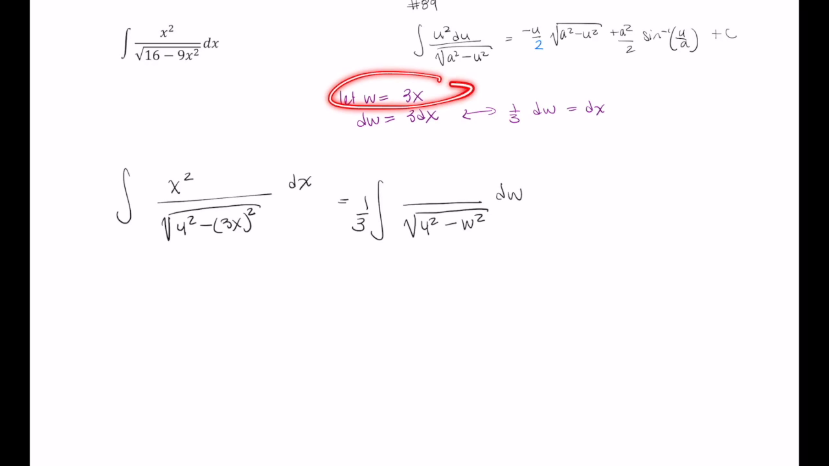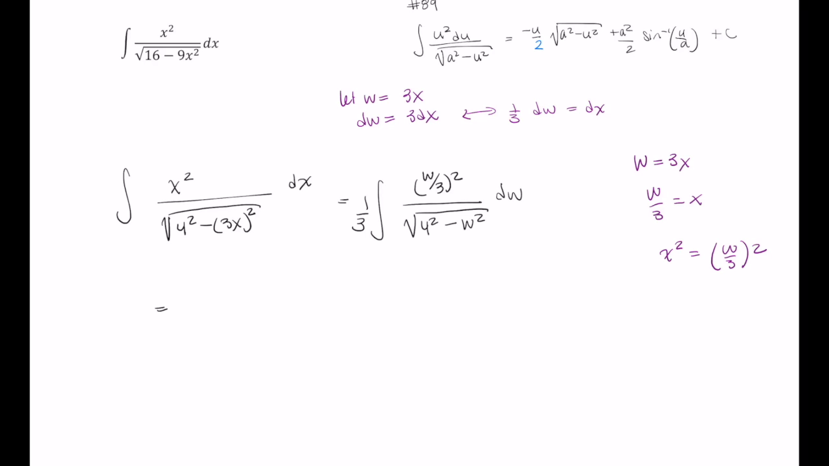How should I replace that, given that I have w equals 3x? So let's go ahead and rewrite this. That is, w is equal to 3x, so w over 3 is equal to x. If I want x squared, then that's just w over 3 squared. And that'll go here in my numerator. All right, so this is 1/3 times 1 over 3 squared from this right here times the integral of w squared over the square root of 4 squared minus w squared dw.